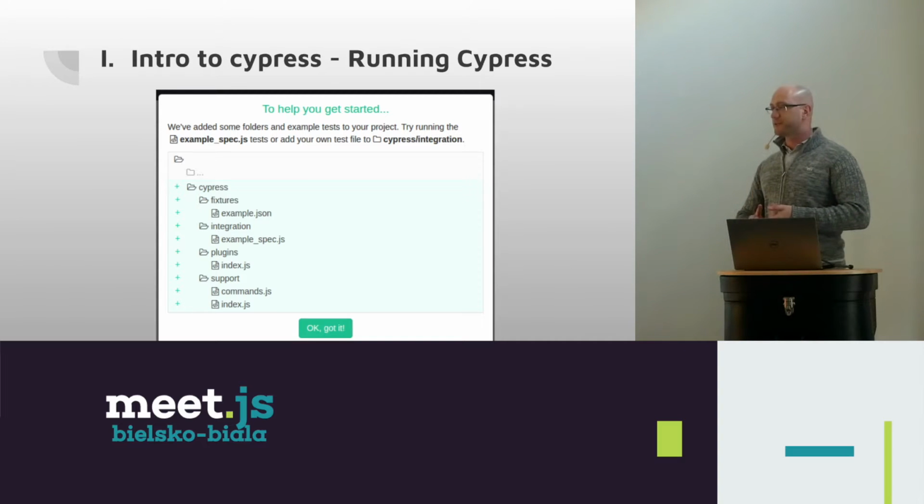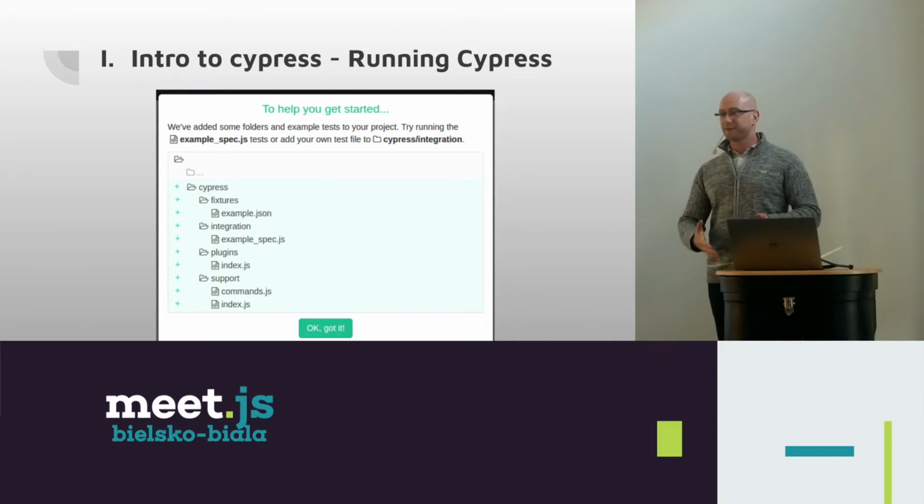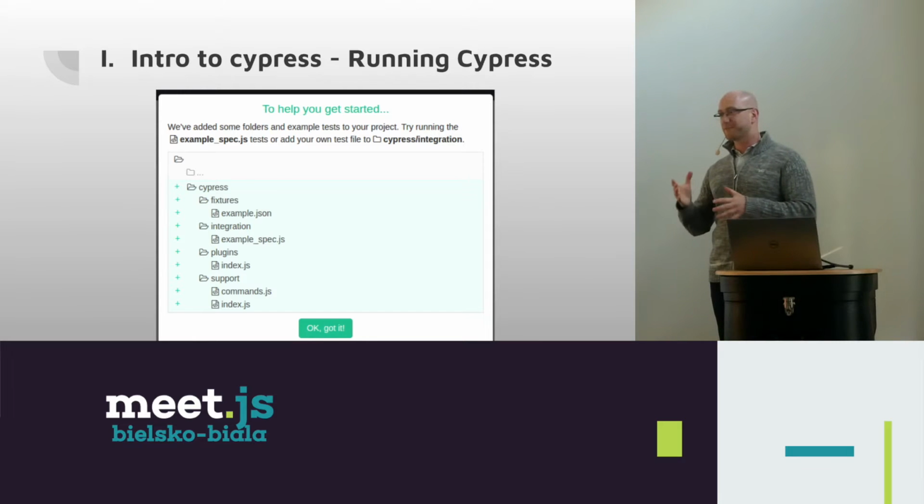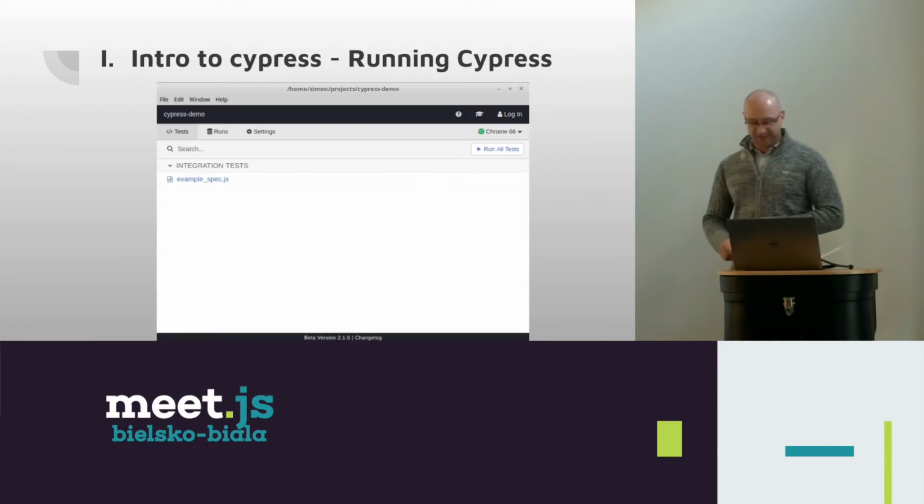The first one is fixtures, in which you can specify some dummy data that you can use across the test suite. Secondly, integration. This is the place where you actually have your tests. Thirdly, you have plugins that can interact with the internals of Cypress, so you can modify certain things inside. And fourthly, it is support, where you can create some code that will be shared across your tests.